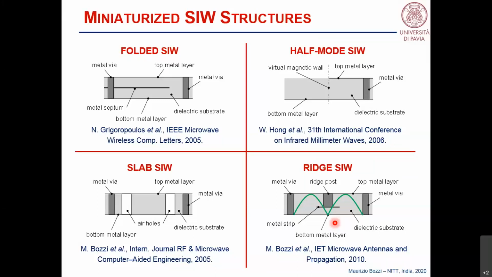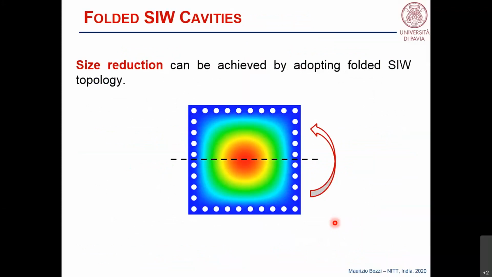This is the concept of miniaturization applied to straight interconnects, but of course you can apply the same concept to cavities. For instance, if you have a square cavity like this, and you fold the cavity around a metal septum, you can reduce the footprint of the cavity by a factor 2. If you connect these cavities to design a filter, you have a net advantage of reducing the size of your filter by a factor 2.